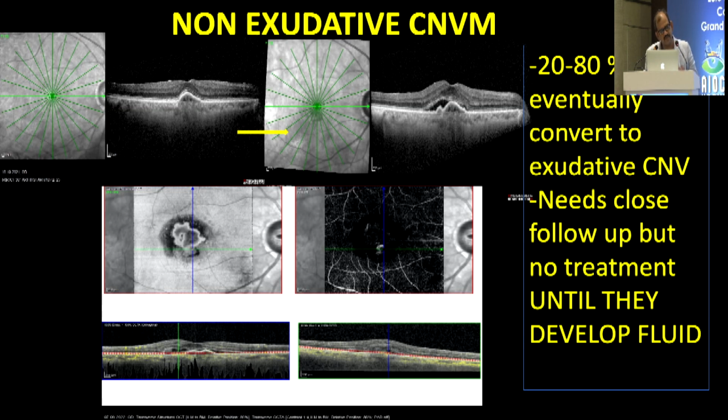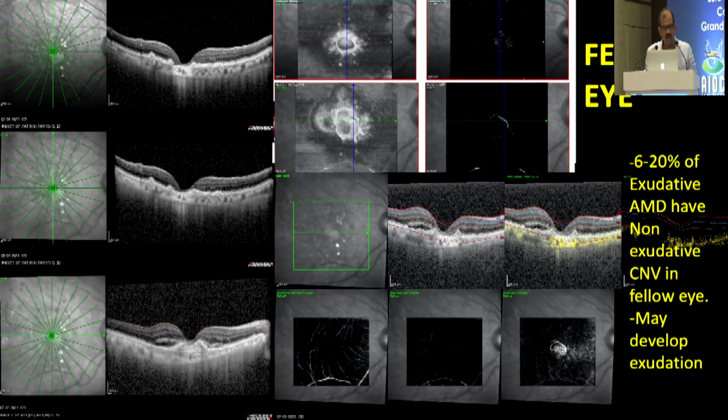So detection of these non-exudative CNVM, which can only be possible effectively on OCT angiography, is important. Similarly, in patients whom you are treating for neovascular AMD, the fellow eye examination is also important. These fellow eyes may have non-exudative membranes which may be missed.